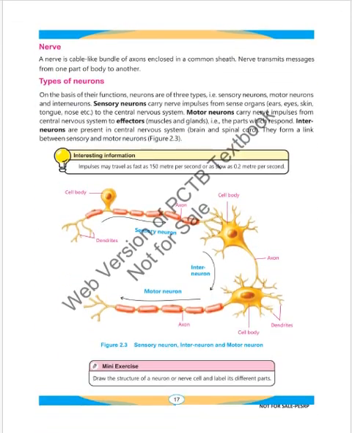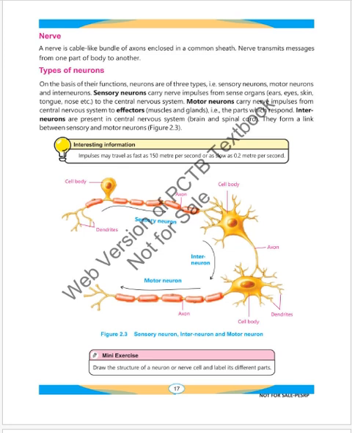Nerve. A nerve is a cable-like bundle of axons enclosed in a common sheath. Nerves transmit messages from one part of the body to the other.